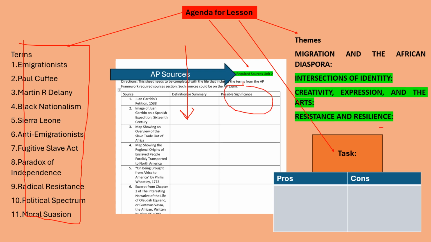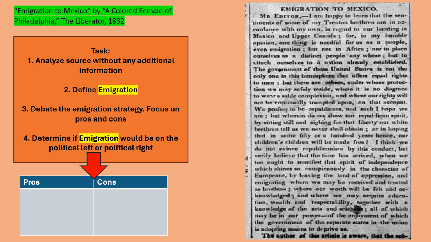For this class, there will be a series of tasks that are outlined in an orange box. And that's the task for today. The first task is to analyze this document. You also want to define immigration, debate the strategy, and focus on the pros and cons. Lastly, you want to determine if this solution is on the left or right.